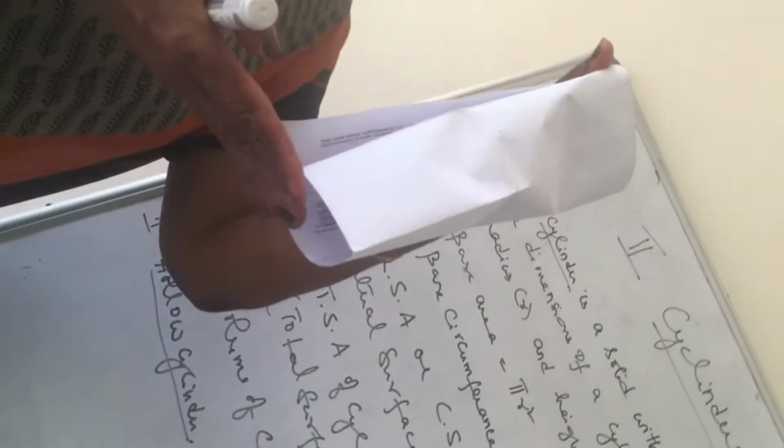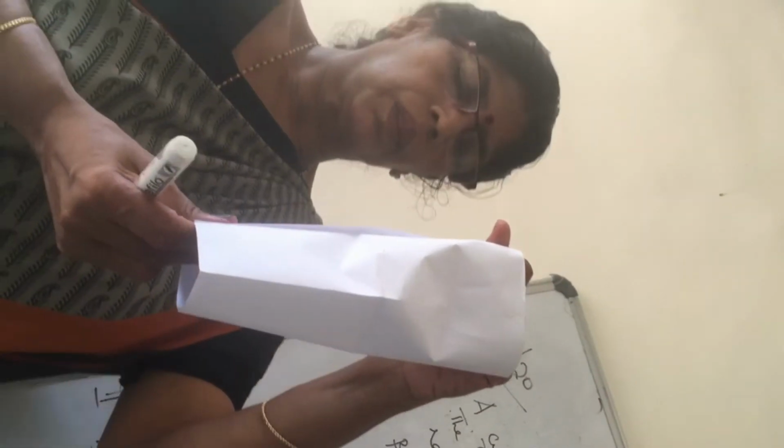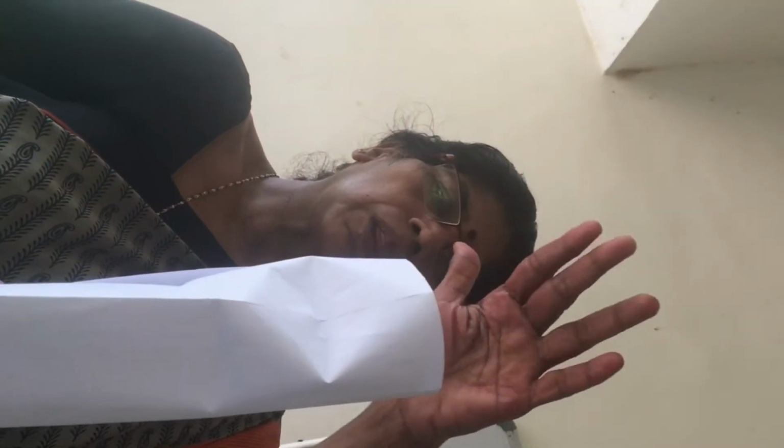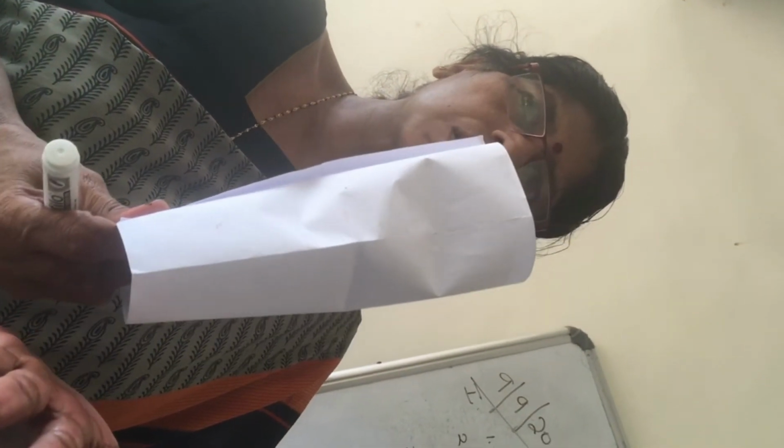A cylinder will have two circular ends, children. One will be the base, the other will be the top. Don't forget, it has two circular ends. What are the two circular ends? The base of the cylinder and the top of the cylinder. That is why when we deal with the topic cylinders, children, we always say that the base of the cylinder is a circle.